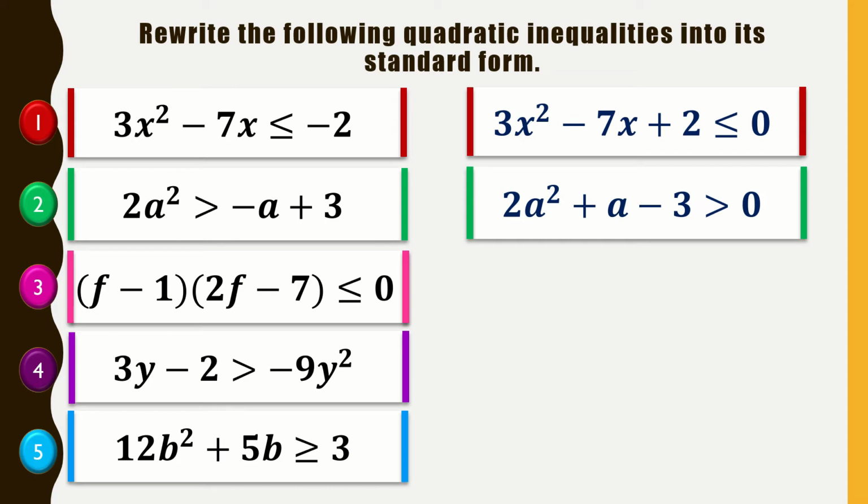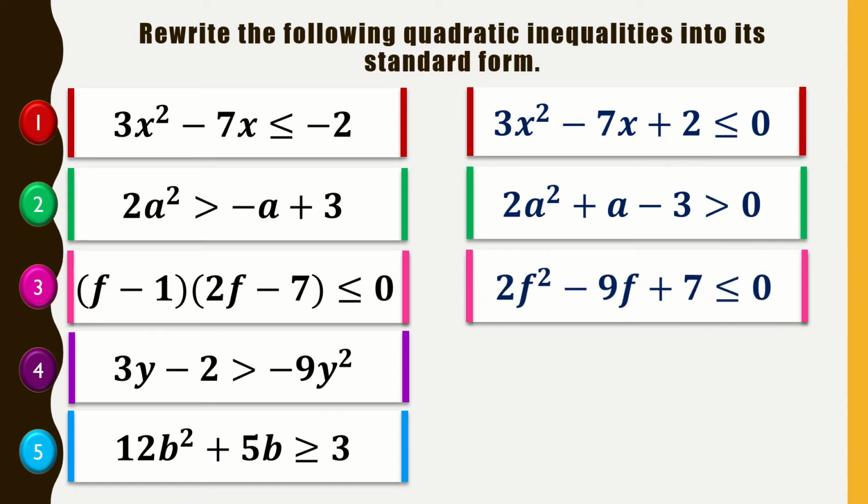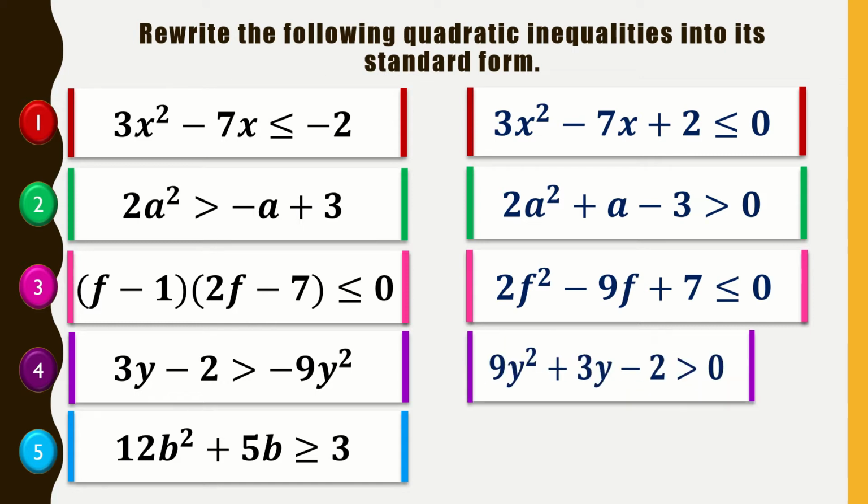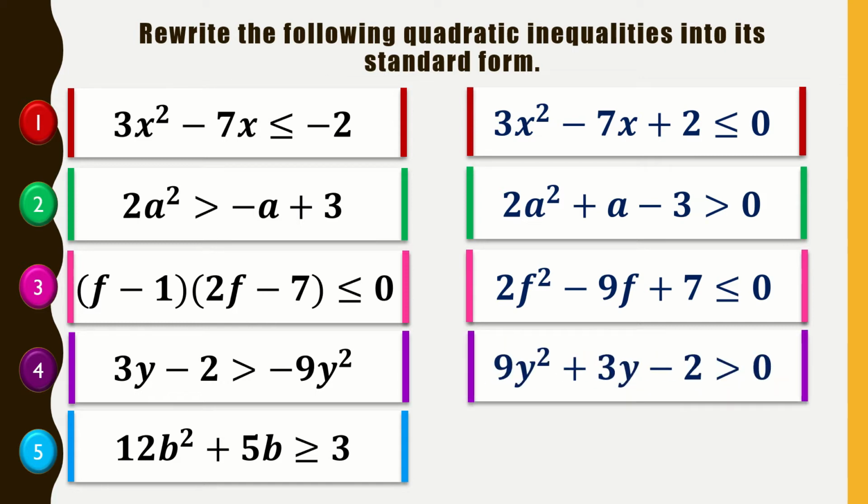Let's have number 3. Quantity of f minus 1 times quantity of 2f minus 7 is less than or equal to 0. Yes, using FOIL method, we have 2f squared minus 9f plus 7 is less than or equal to 0. Number 4, 3y minus 2 is greater than negative 9y squared. Applying addition property of equality, we have 9y squared plus 3y minus 2 is greater than 0.